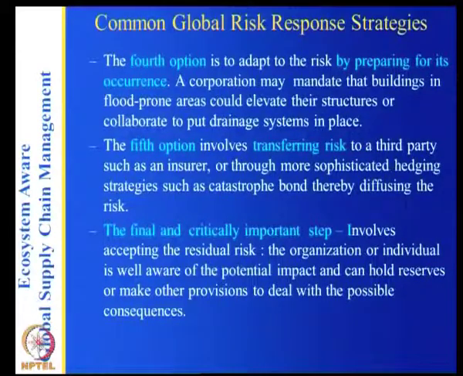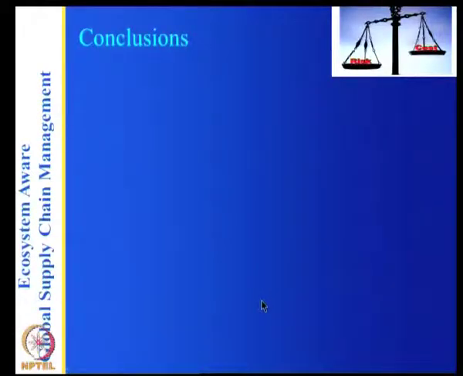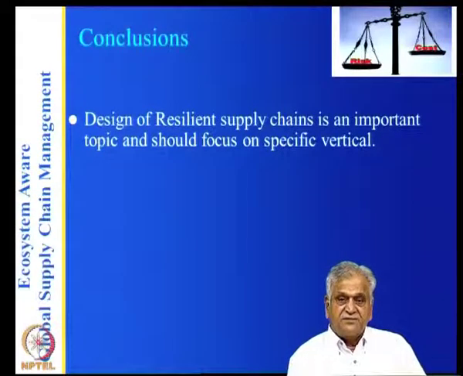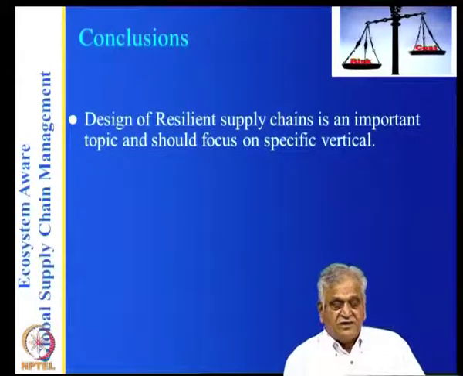So there are no other ways of doing it. You have to have either redundancy or flexibility. So what are the conclusions? You have to balance your risk versus your resilience. The design of resilient supply chains is an important topic and should focus on a specific vertical, because the conclusions are different for different verticals. For oil and gas, it's different from electronics. It is different for auto and so on.